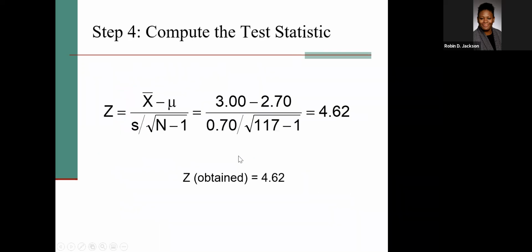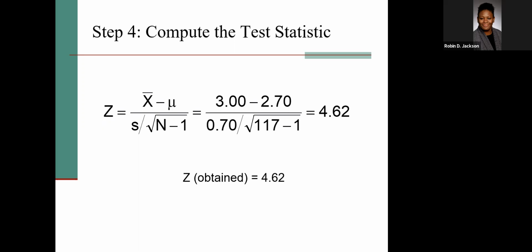All right, so for step 4, I'm actually going to compute this one out. I want you to see where it says compute the test statistic. Excuse me. Again, this is that Z obtained, remember. So I'm going to go ahead and compute that. I'm going to go ahead and walk through the steps.